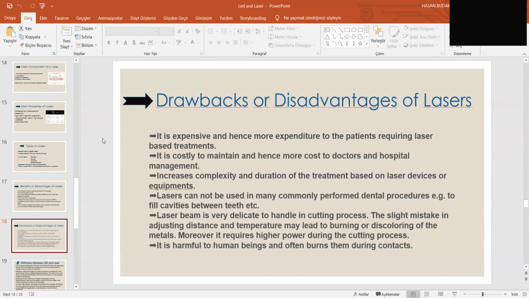Lasers cannot be used in many commonly performed dental procedures. Laser beam is very delicate to handle in cutting process. It's harmful to human beings and often burns them during contacts.